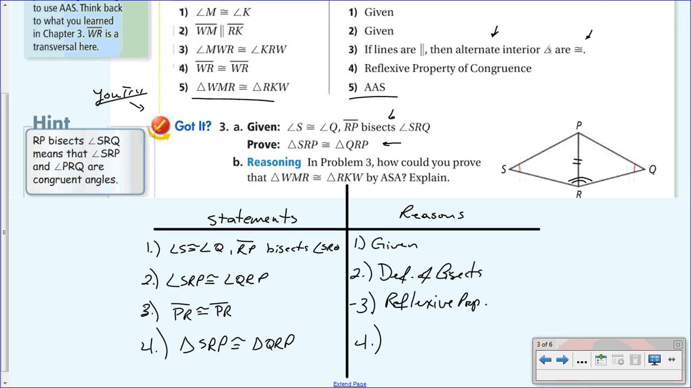Now, if you notice, the last statement in your proof is always the statement you're trying to prove. That's what you're going to end with for the statements. And our reason here is angle, angle, side, because we proved two angles and we proved a side.